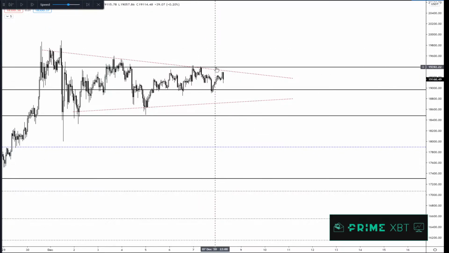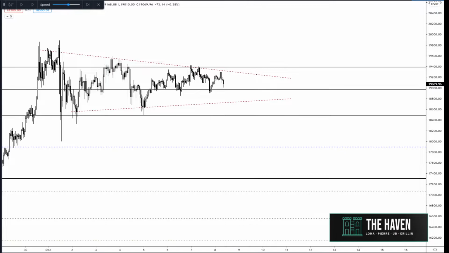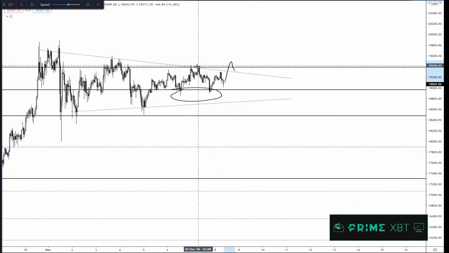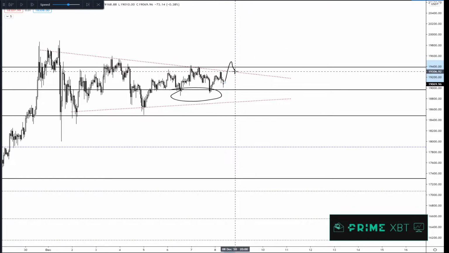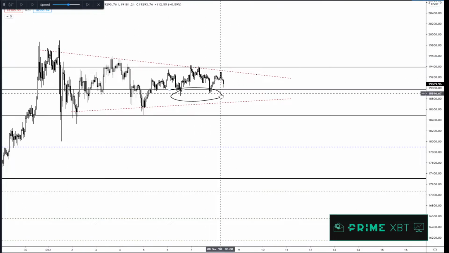Okay, so again, we retested our diagonal resistance and got rejected. Again, absolutely nothing actionable for me here, because I'm waiting for a sweep of liquidity or a break of the confluent range high and diagonal resistance. This also would have been a clear long entry if we broke above there.